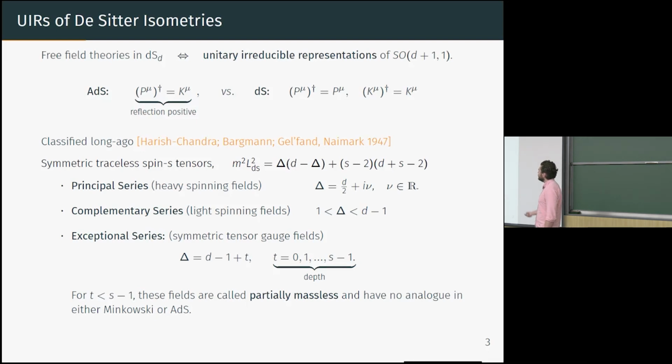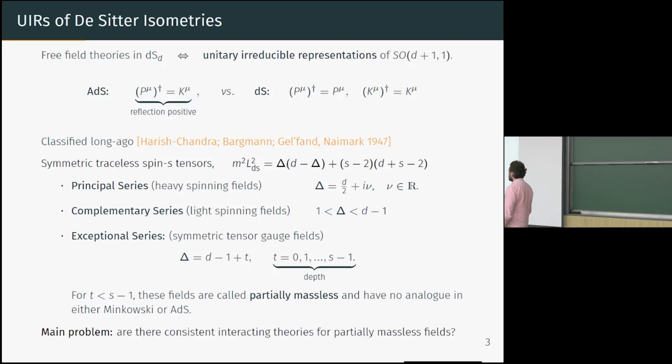So unlike in flat space, the exceptional series representations are labeled by their spins, but also by an additional discrete parameter called the depth. The depth is some integer that goes between 0 and s minus 1. When the depth is s minus 1, which is maximal depth, these are just ordinary massless gauge fields. But in de Sitter, we also have these exotic gauge field type objects, which have less than maximal depth, which are called partially massless gauge fields, and they just have no analog in flat or anti-de Sitter space. So the main problem that has actually been going on for decades, but I'm going to try and make some progress on in this talk, is to determine if there are consistently interacting theories for these partially massless representations.